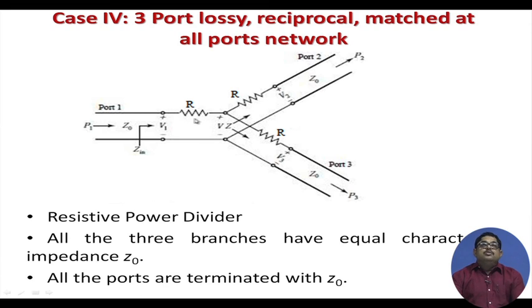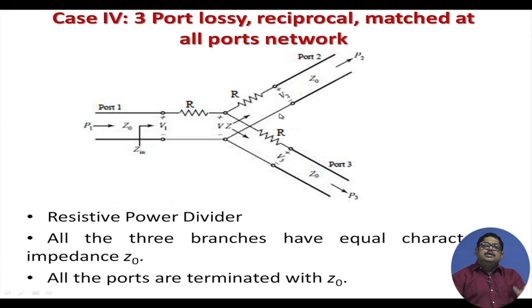So, how to make a lossy structure? Basically, in the line you give resistance, either in its equivalent circuit there is a resistance, or if it is a lossless line, you add equal lumped resistances. Here it is shown that symmetrically you add in the 3 ports 3 resistances of equal value. Now, what is the value of this? That will depend on this. So, here we have assumed a symmetrical structure.